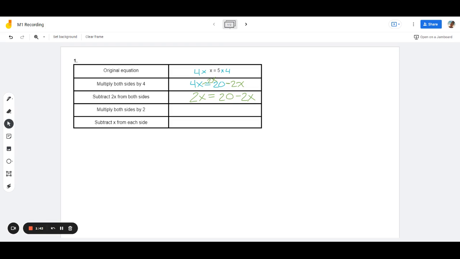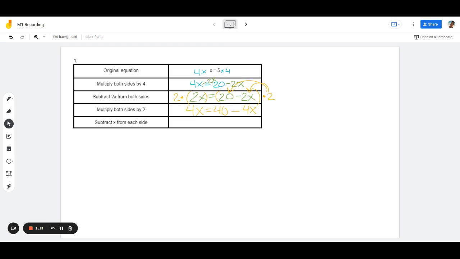Our third step is to multiply both sides by 2. So we want to multiply the whole left-hand side and the whole right-hand side by 2. Okay, so 2 times 2x is 4x. And then on the right-hand side, we can use our distributive property. So we'd have 2 times 20, which is 40, minus 2 times 2x, which is 4x again.